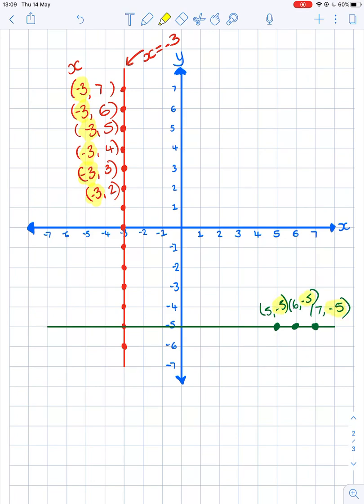The -5. What do we call that value, the second value? We call that y. The y value keeps being -5. So the name of that line is y equals -5. That's the name of the line because that's a rule that works for every single coordinate on that line.